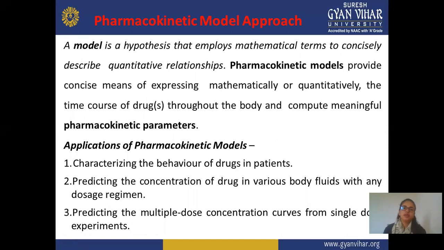Next, in the pharmacokinetic model approach, we see the three types. A model is a hypothesis that employs mathematical terms to concisely describe quantitative relationships. This pharmacokinetic model provides a concise means of expressing mathematically or quantitatively the disposition of a drug throughout the body and computing the meaningful parameters.